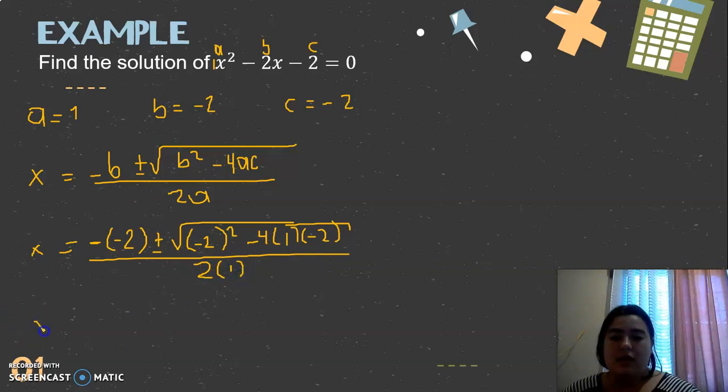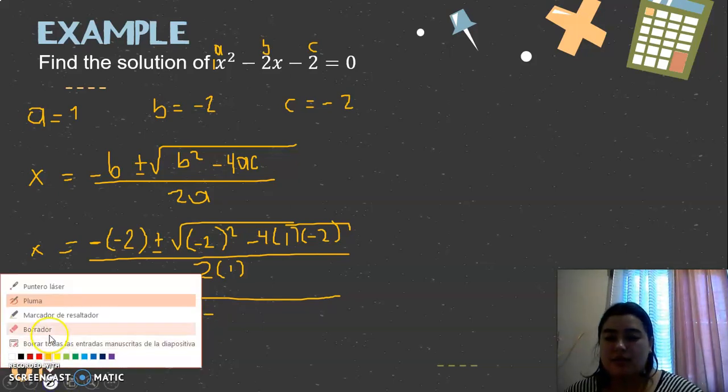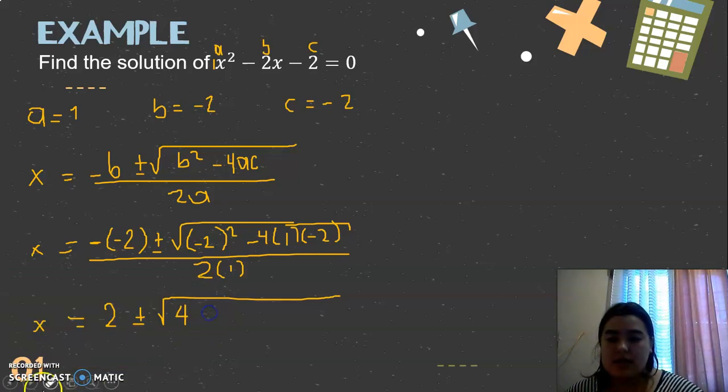Then you have to calculate: negative times negative equals positive 2, plus or minus the square root. Negative 2 to the second power means negative 2 times negative 2 is 4. Then negative, okay, wait. We have to multiply signs.